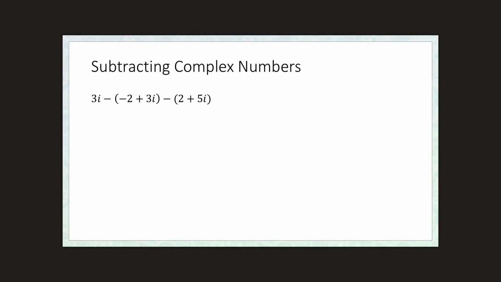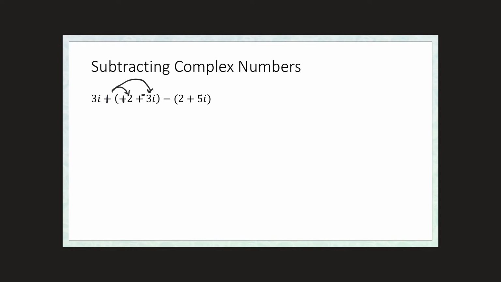Here we have a larger subtracting complex numbers problem. And in this case, it actually makes a lot more sense to distribute the minus signs to the subsequent parentheses. So it says 3i minus, and then in parentheses, negative 2 plus 3i, which is a complex number in standard form. I am going to distribute the minus sign, make it a plus, and distribute it to the negative 2 and the 3i. It becomes a positive 2 and a negative 3i.